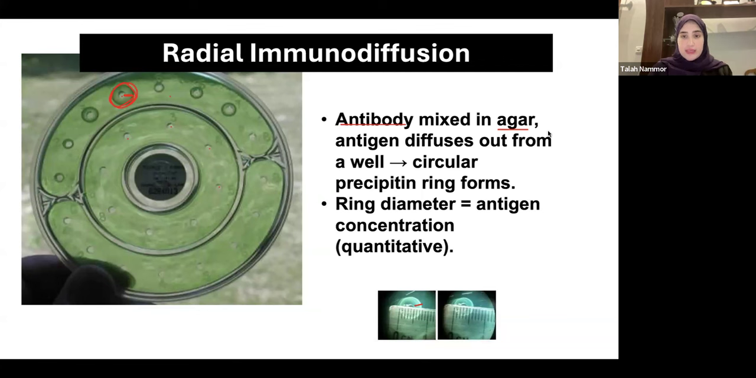Yes, so the agar itself has the antibodies. The agar is mixed with the antibodies, and then we add the antigen, and then the diffusion shows the antigen concentration. So if we're doing an experiment and we want to double check that, we can do that, okay? Is that clear? Okay.